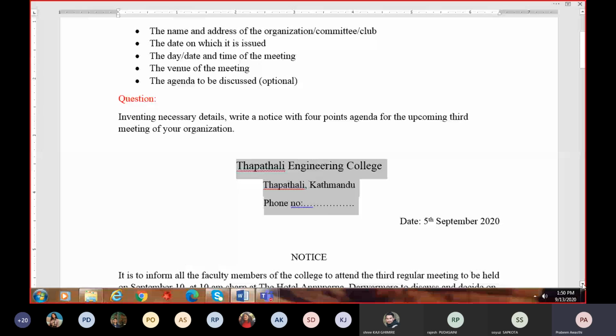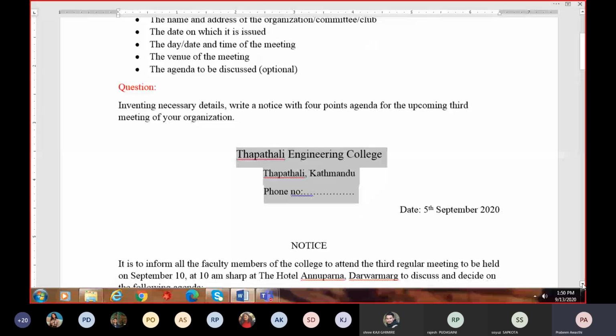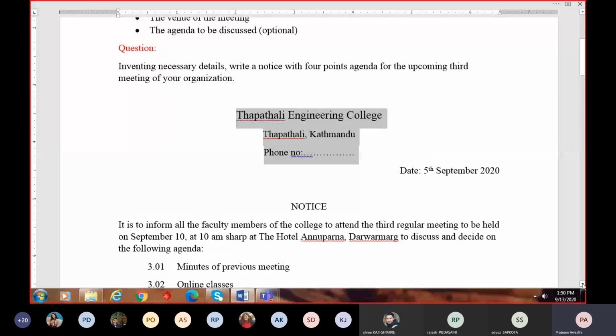What is the question here? Upcoming third meeting of your organization. Third meeting. Notice. Here write down notice. Then it is to inform all the faculty members of the college. You can start the notice the way you like. It is notified that, it is hereby notified that, it is to inform that.